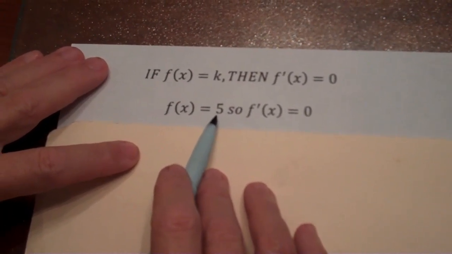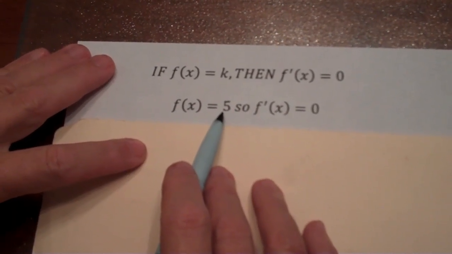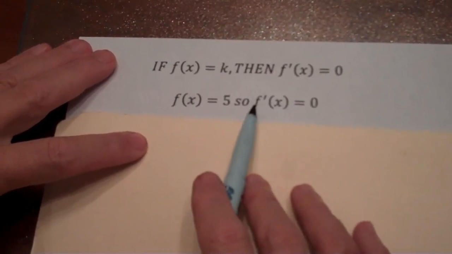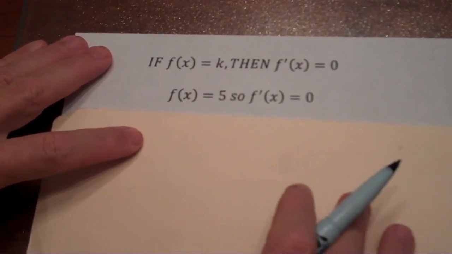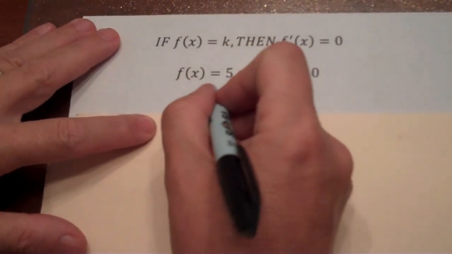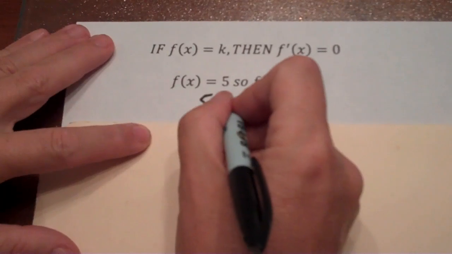Well, if it always equals 5, remember the derivative is the change, right? Well, if it always equals 5, it's never changing, so it kind of makes sense to me that the derivative of that would equal 0. It's never changing, so the change is 0. You could actually use your power rule again, though. You could think of this as 5x to the 0.